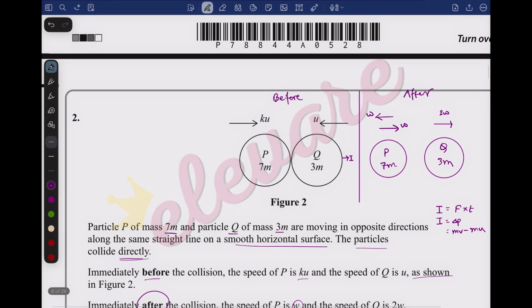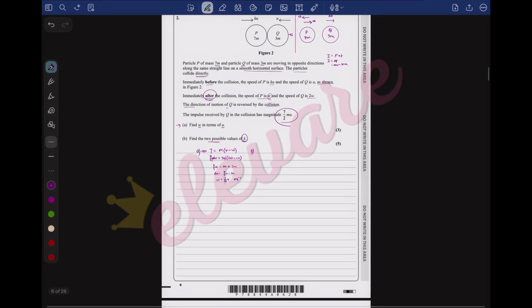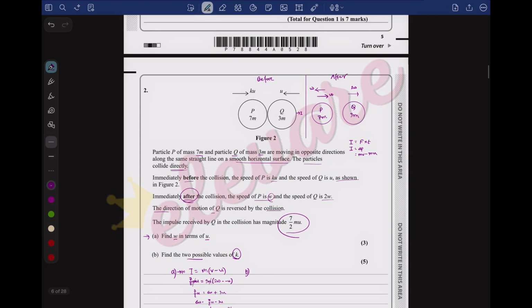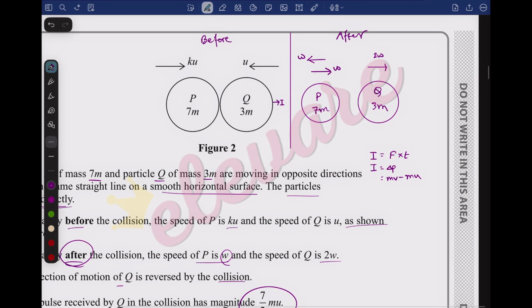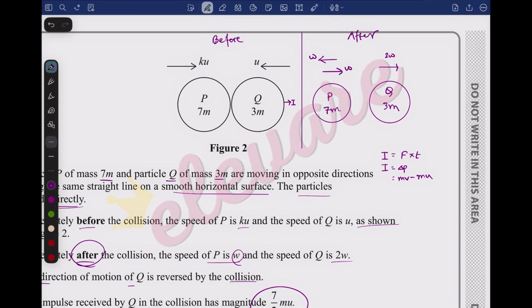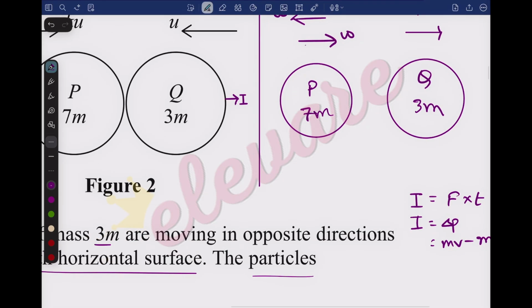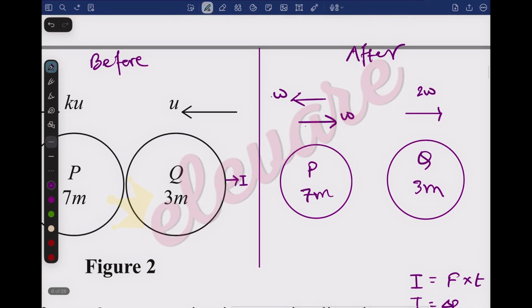Oh, k is right here, the initial speed of p. Okay. So we need to work with two possible values of k. Now, imagine particle p didn't change its direction after the collision, so it would have kept moving to the right. Okay, so we would have just forgotten about this.